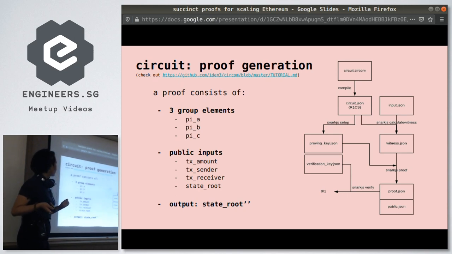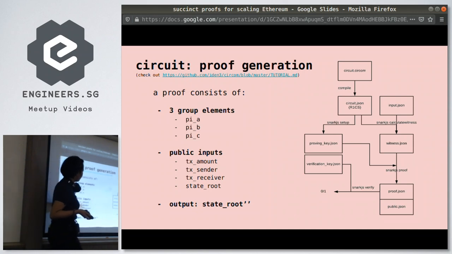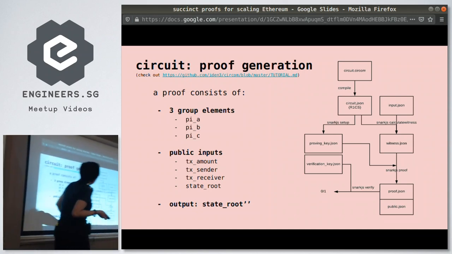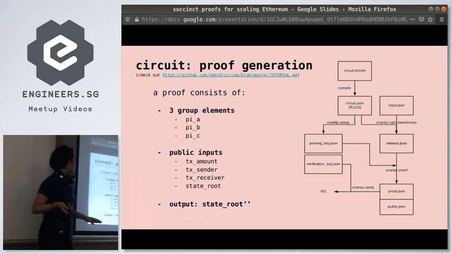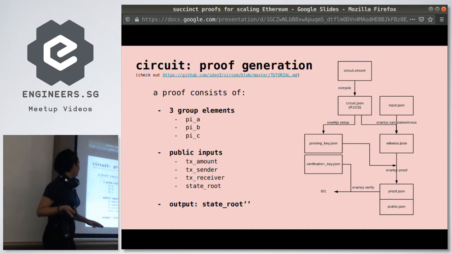So this goes into detail about how the circuit works. Basically this is Groth16 again. You can see why it's constant size. Each proof basically consists of three group elements. So it's always three group elements.